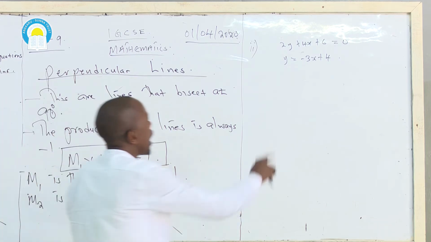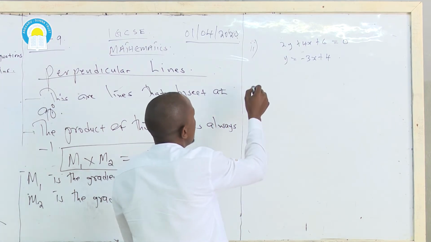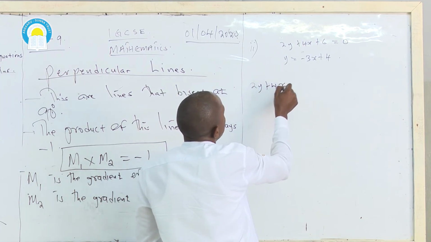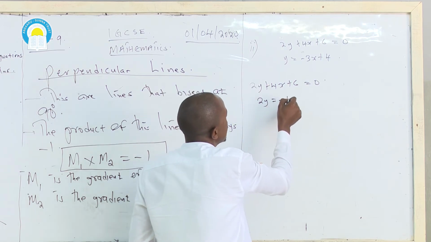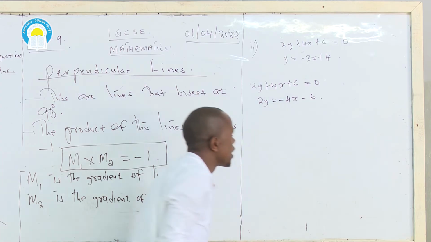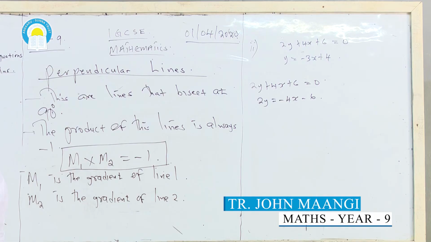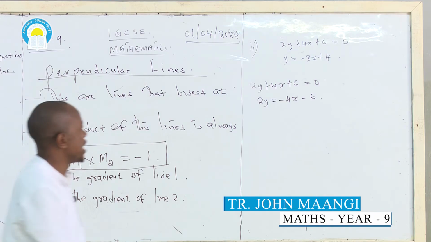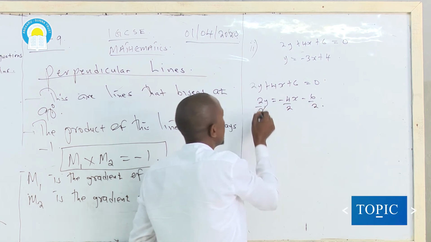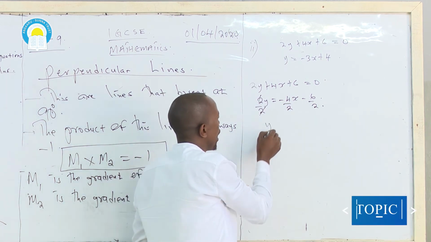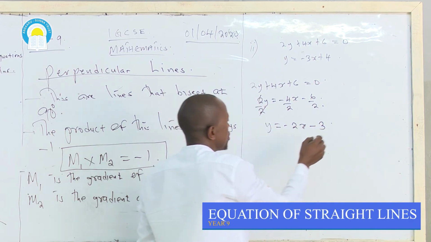Now, we have to write this equation in the form of y is equal to mx plus c. So we have 2y plus 4x plus 6 is equal to 0. Now, it means 2y is equal to -4x minus 6. I've taken this 4x to the other side, and whenever I take it to the other side, the sign changes from positive to negative. Then divide both sides by 2, so that this and that cancel. We have y is equal to -2x minus 3. Now, this is line 1.